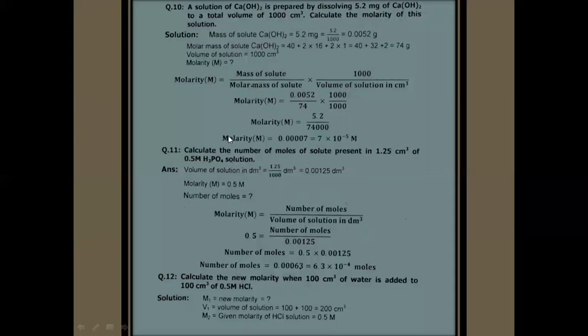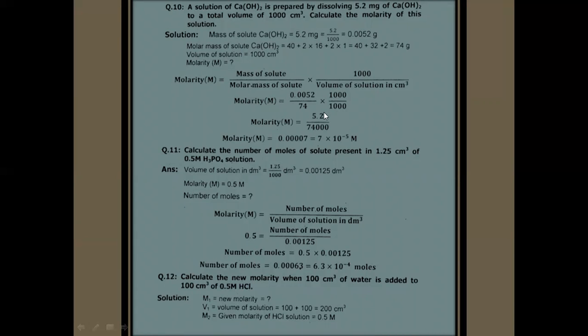Question number 10. A solution of calcium hydroxide is prepared by dissolving 5.2 milligram. First, we have to convert the milligrams into grams. So by converting milligrams into grams, we will get the answer 0.0052 grams. And total volume is 1000 centimeter cube. We have to find out molarity.